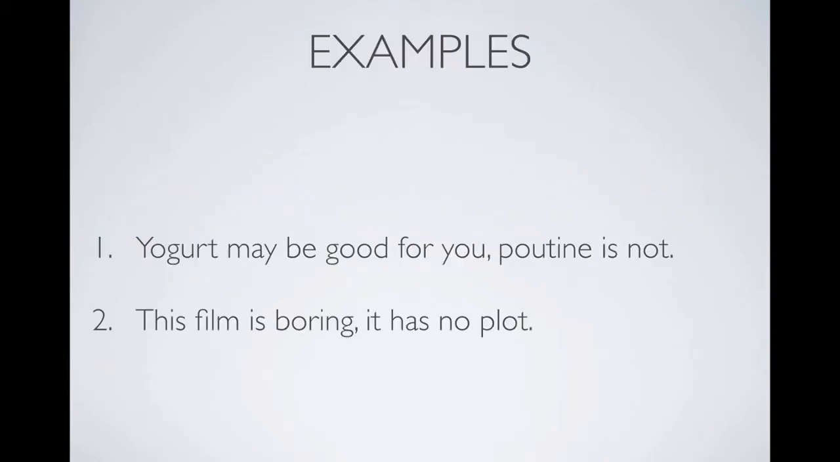So an example looks like this. Here are two examples. Yogurt may be good for you, poutine is not. This film is boring, it has no plot. Okay, so yogurt may be good for you, that is our independent clause. Poutine is not is also an independent clause in this case, and they are joined by a comma. We're going to be looking at how to fix these in a second.